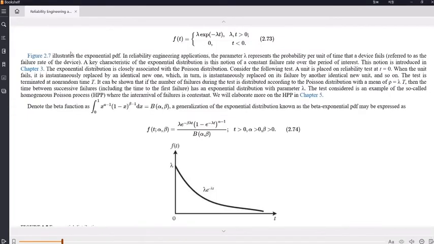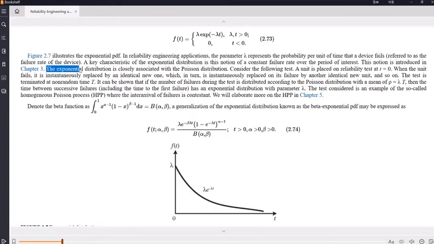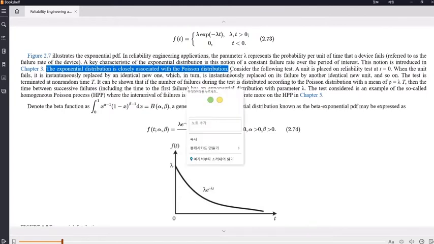So these are how exponential functions look like. And last time we learned about the Poisson distribution. What it says is the exponential function is closely associated with, or related to, the Poisson distribution. So why is that?